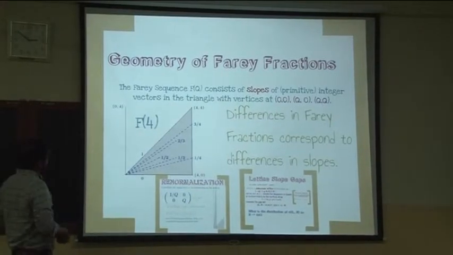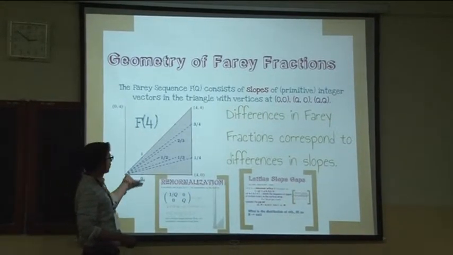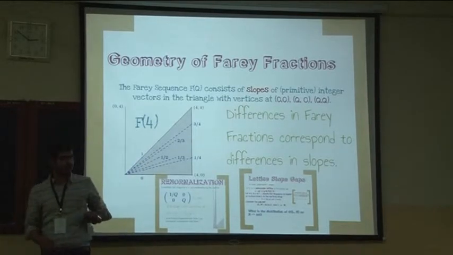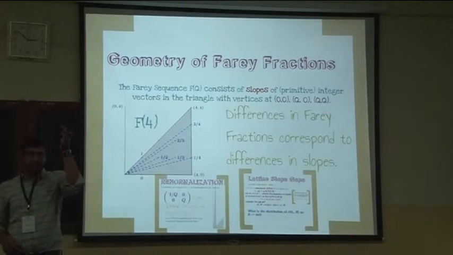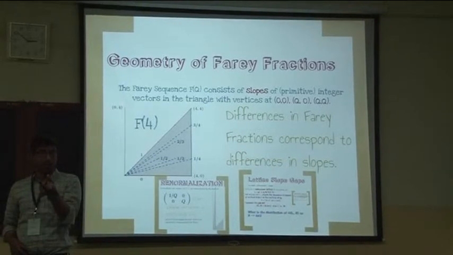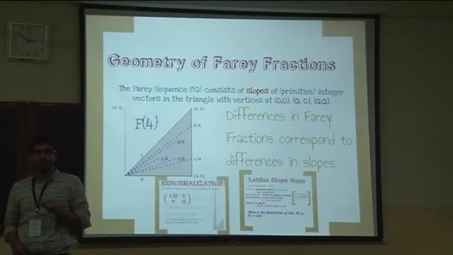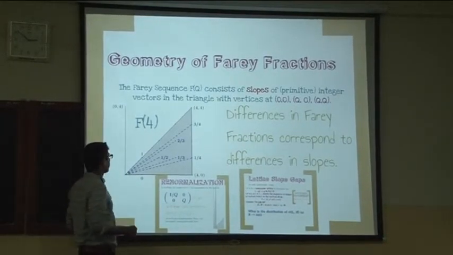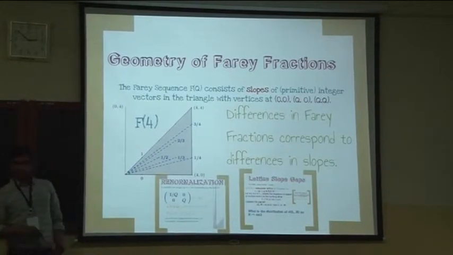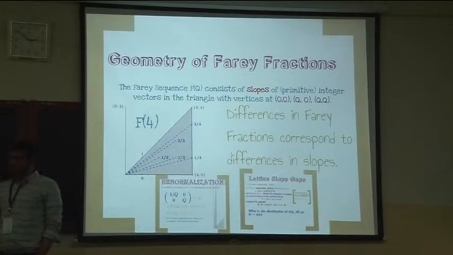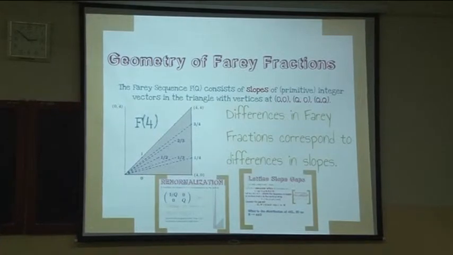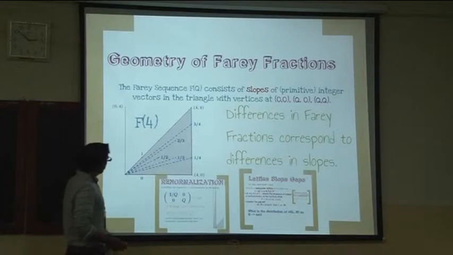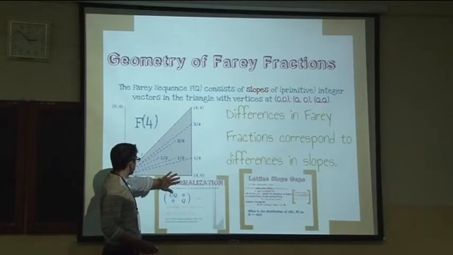So the Farey sequence consists of slopes of primitive integer vectors in this triangle, with vertices at 0, 0, and 0, q, and q, 0, and q, q. Right? It's just slopes of vectors, integer vectors in this triangle. There's nothing dramatic. Here's the sequence F of 4. And so if Farey fractions are slopes, differences in Farey fractions are differences in slopes.